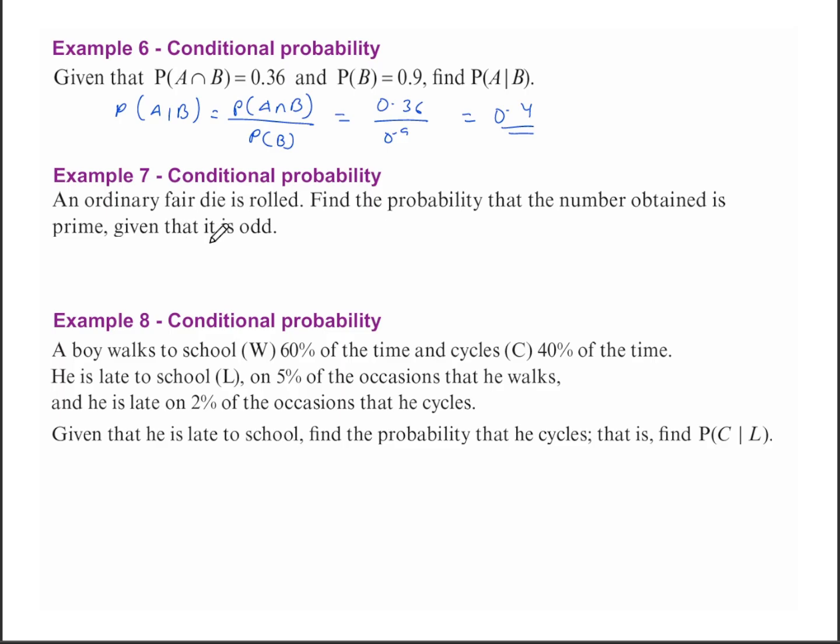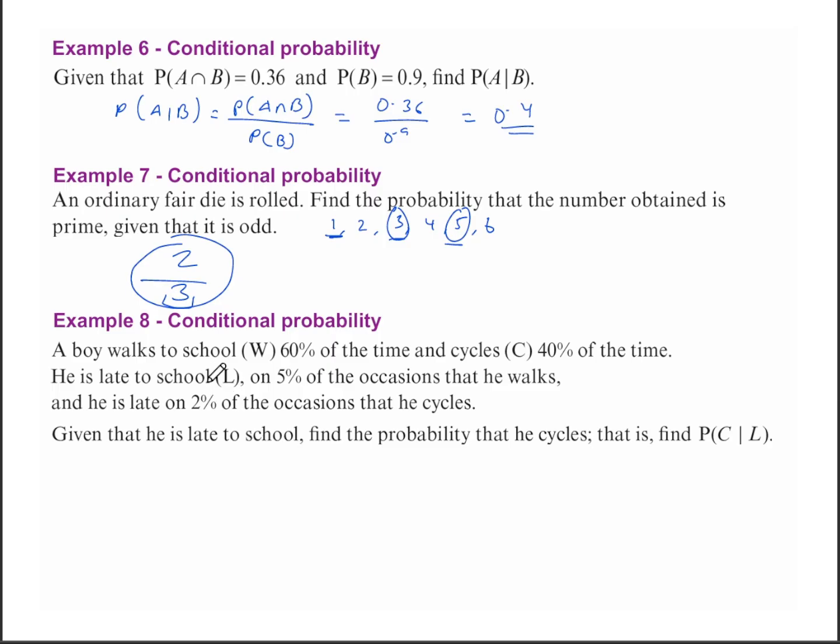Next, we're told that an ordinary fair die is rolled, which is a die from 1, 2, 3, 4, 5, up to 6. Find the probability that the number obtained is prime given that it's odd. So we already know that the number is odd. 1, 3, 5. 3 possibilities for it being odd. What's the probability of it being prime now from these 3 numbers? This is a prime number, this is a prime number. So 2 out of those 3 are going to be prime, and therefore that's the probability that the number is prime given that it's already odd. Because now the total outcomes is the odd ones and the success ones are the prime ones.